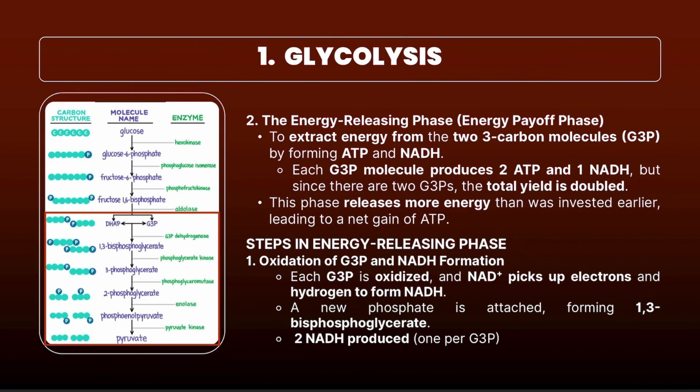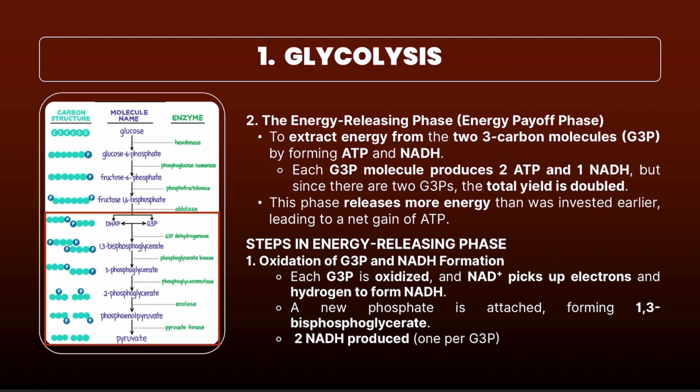So next, we'll be focusing on the energy releasing phase, or what we call the energy payoff phase. It is where the ATP and the NADH will be produced, okay? Now that we've spent energy to prepare the glucose for breakdown, it is time for the payoff phase. It is where the cell will start to produce the ATP and the NADH.